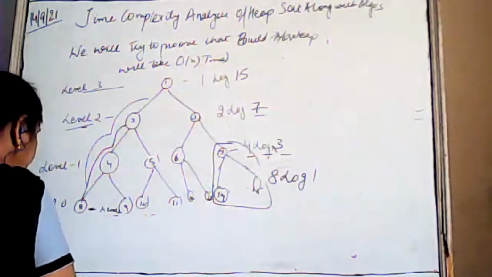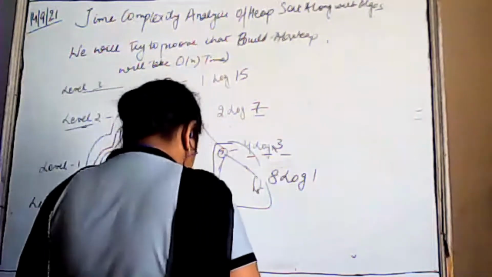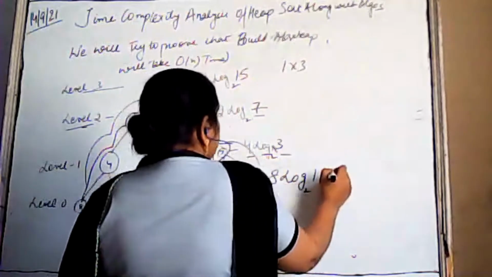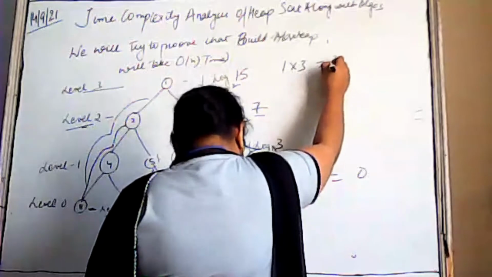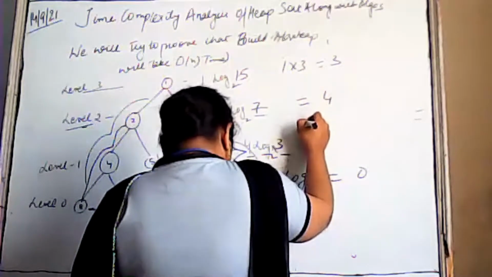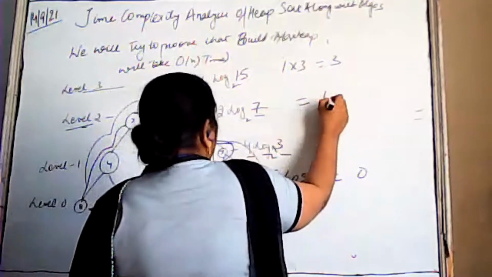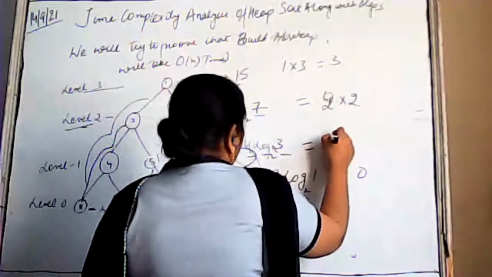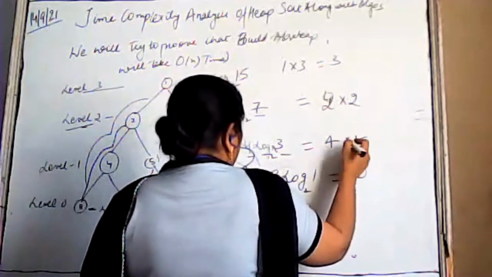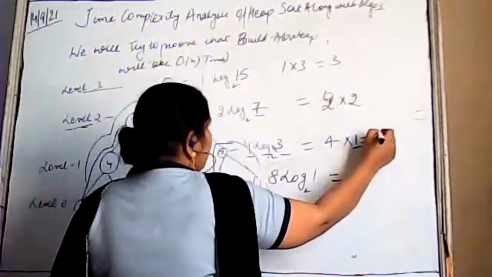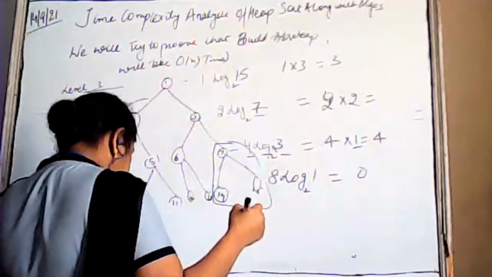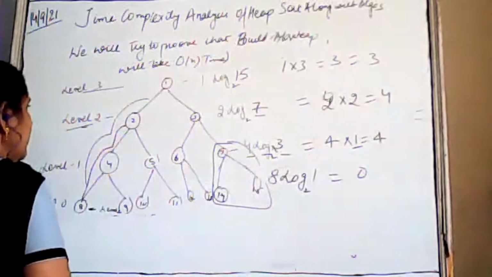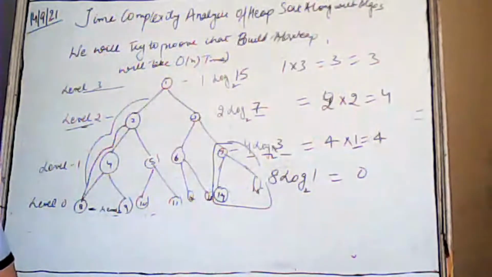And if I calculate this, this is roughly equal to 1 into 3, because you have to take log base 2. So this is 0, this is roughly 4, and because 2 into 2, log base 2 of 7 is roughly equal to 2, and this is equal to 4. Log base 2 of 3 is roughly equal to 1, so this becomes 4, and this becomes again 4, and this becomes 3. So this is the total time which would be taken.